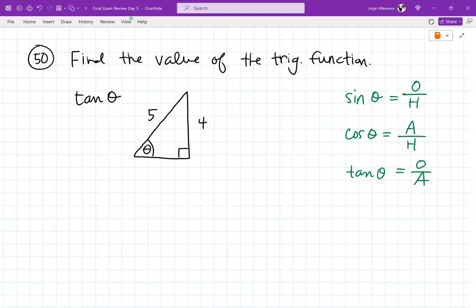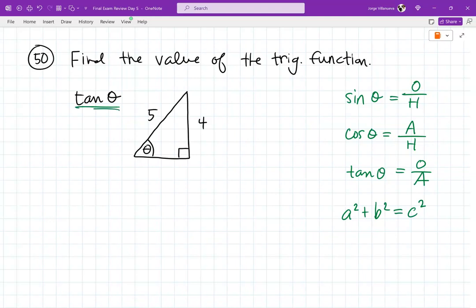And then one more thing for you guys to know is the Pythagorean theorem, because you might need to figure out the value of one of the sides. So you need that equation as well. Remember, in the Pythagorean theorem, C is your hypotenuse, the longest side. Okay? A and B can be either of the 2 legs, the shorter legs, but C has to be the longest side, the hypotenuse. So, for number 50, it says, find the value of the trig function.